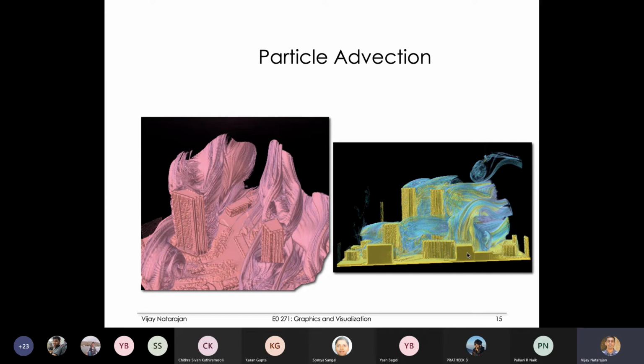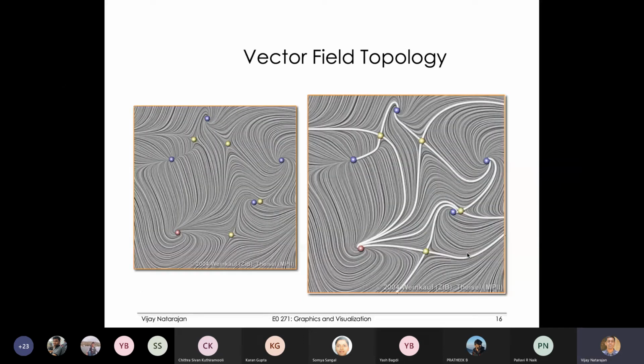Here the structures are buildings and you see the wind is moving around the buildings using a technique called particle advection. Each particle is advected over time and you trace its path and display it as a curve. These collections of curves are displayed together using transparency. Right? So this gives you an overall idea about the vector field. So that was essentially a collection of various techniques for vector field visualization.